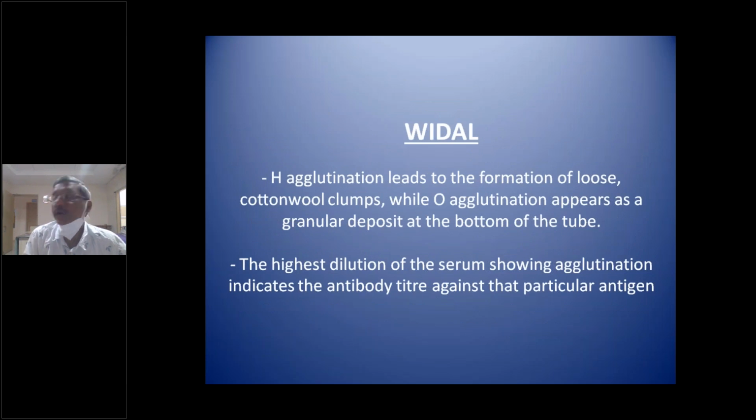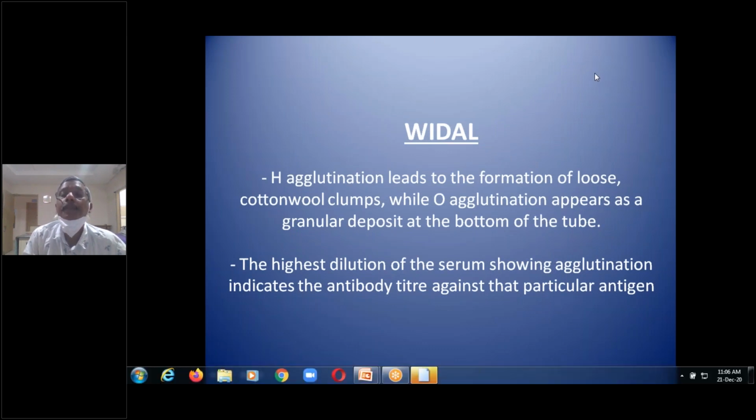There are two antibodies in the Vidal test. What are they? H antibodies and O antibodies. The H agglutination leads to the formation of loose cotton woolly clumps, while O agglutination appears as a granular deposit at the bottom of the tube. H agglutination and O agglutination. The H antibodies and O antibodies are detected in the Vidal test.